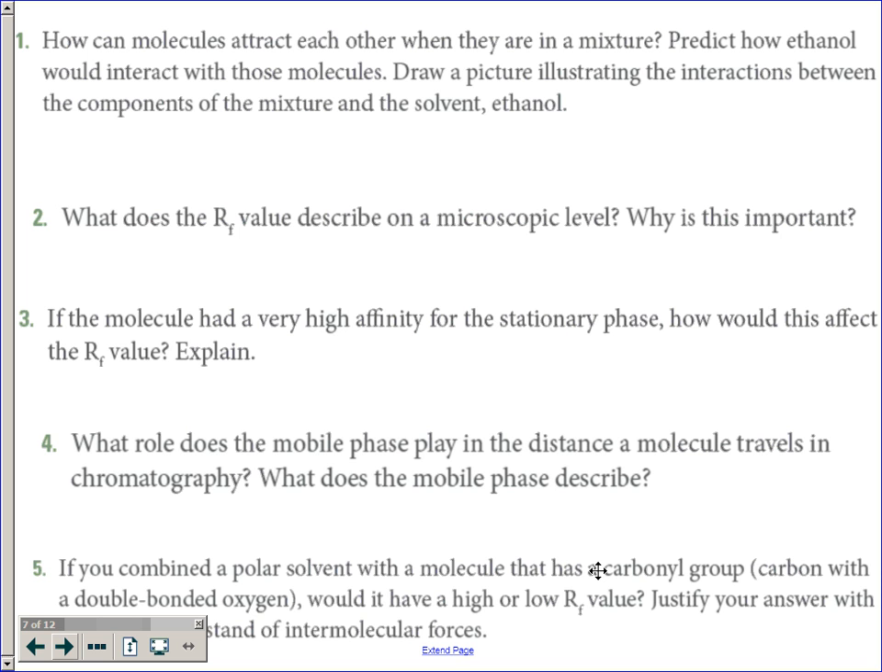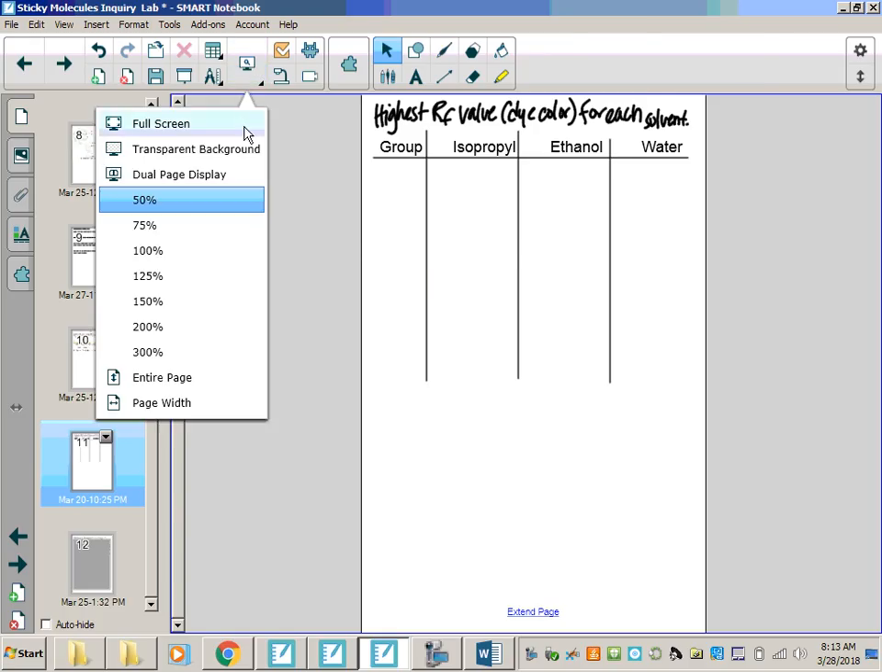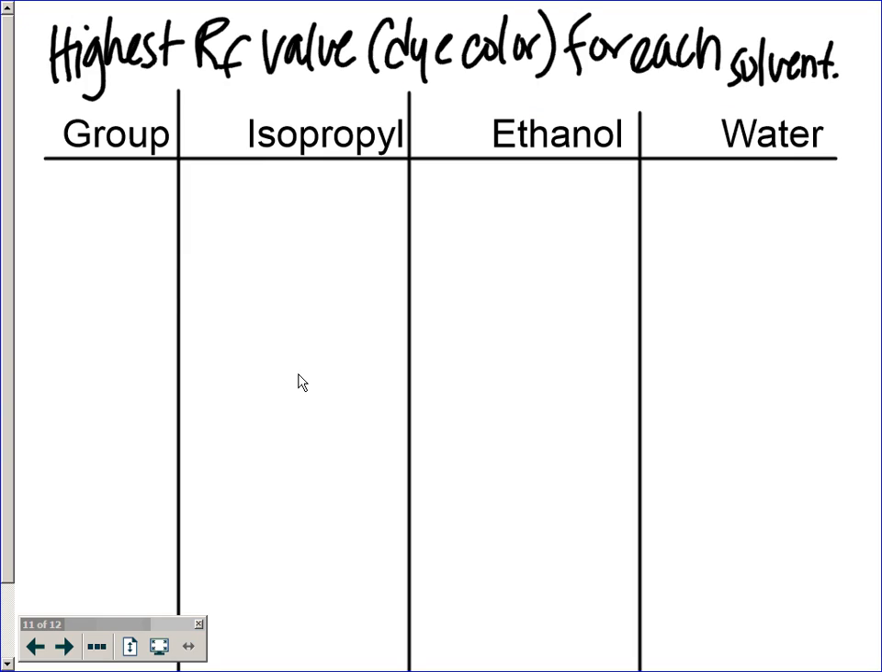All right, while you're waiting and watching, you are answering these questions in your Google report. Water. Yes. Send somebody to come write the color that travels the farthest on the board. Send someone to write the color that travels the farthest on the board.